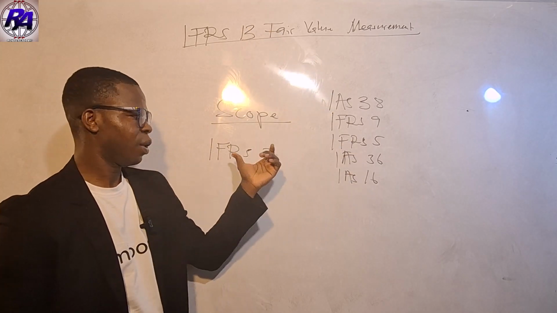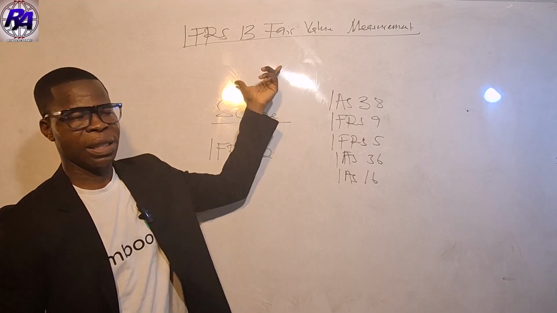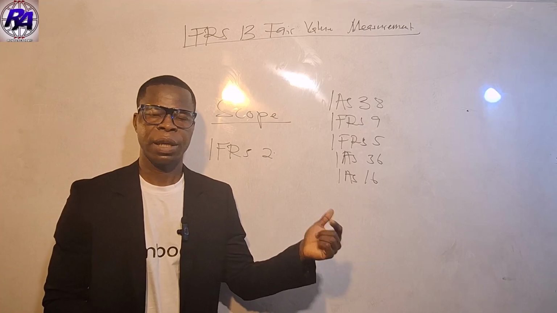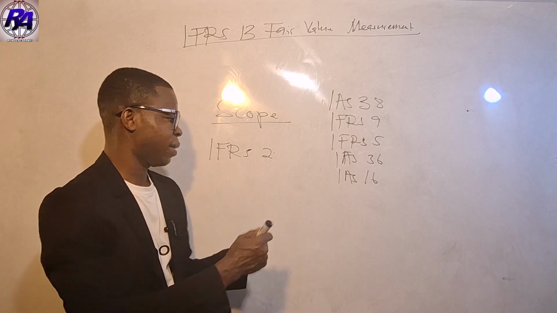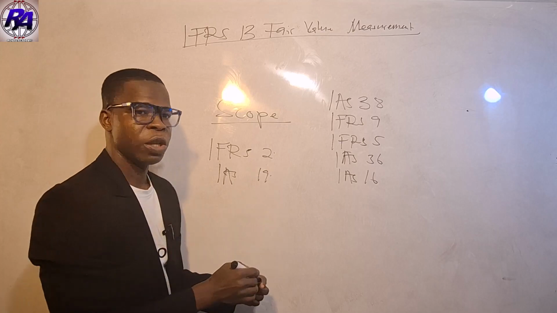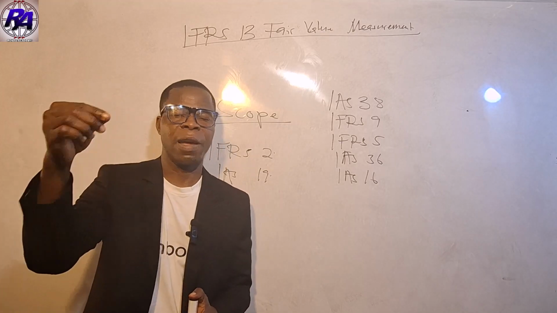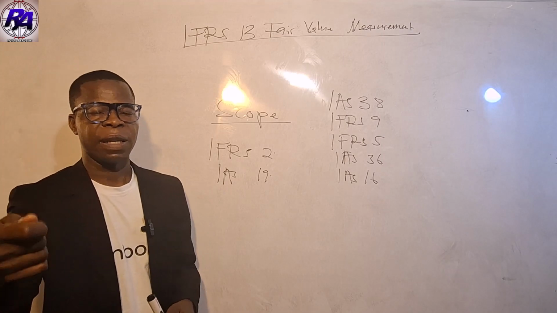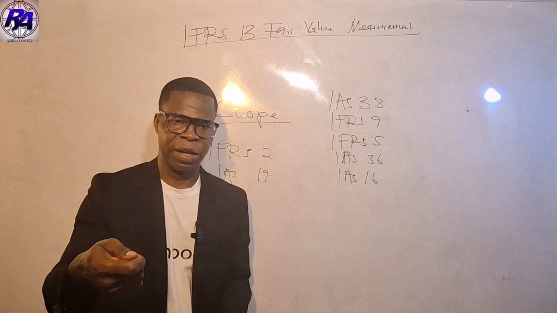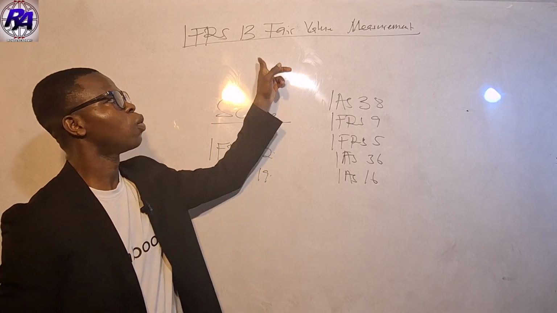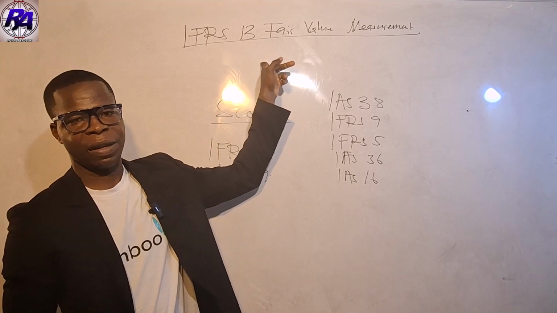So this one is different from this one. The standard does not cover share-based payment fair valuation. And also, if you go to IAS 19, where you have employee benefits, sometimes you have retirement plans and some employee benefits that are supposed to be fair valued. That fair valued description is also outside the scope of IFRS 13.